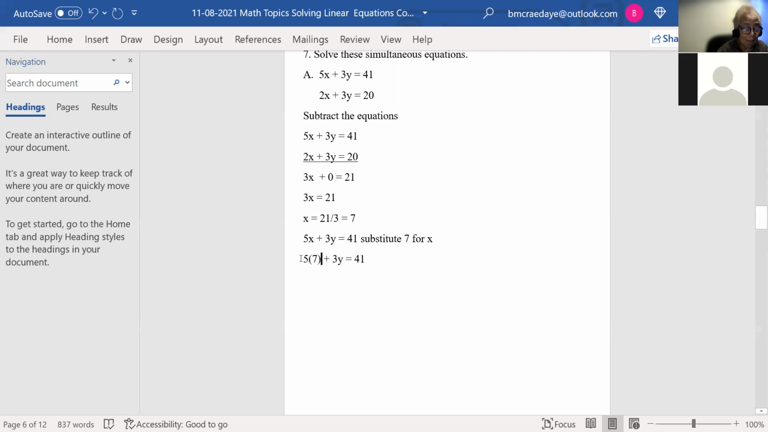Now you see we can solve for y. What's 5 times 7? 35. And that's plus 3y equals 41. What do we do next, Maureen?